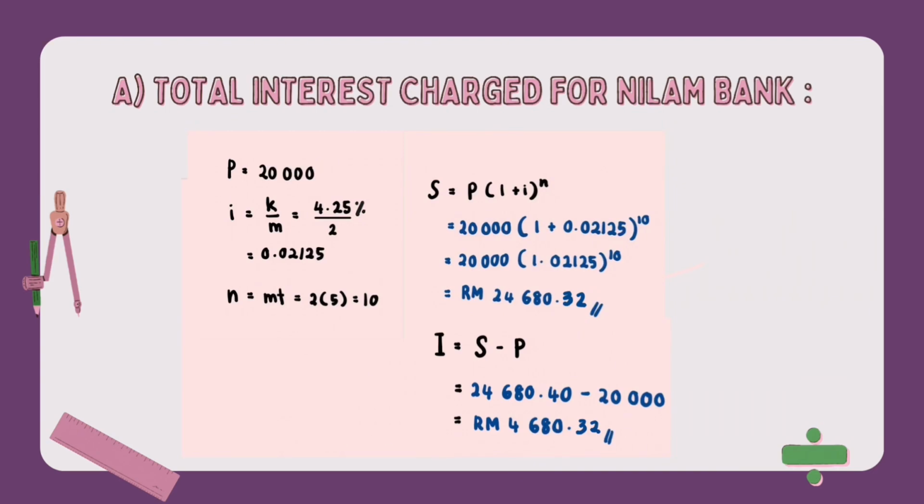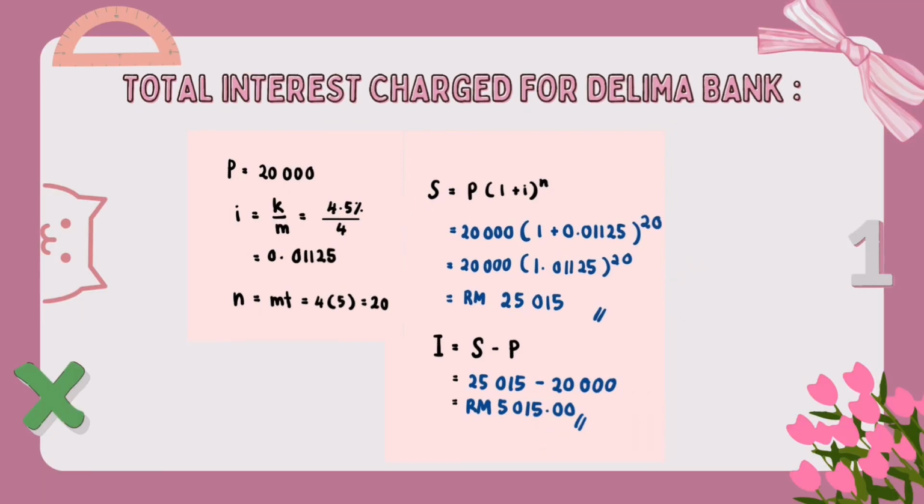After that, we need to find the interest using formula I equals to S minus P. S is future value and P is principal. Our S is 24,680 ringgit and 32 cents and our principal is 20,000, and when you calculate it, you will get the answer, which is 4,680 ringgit and 32 cents.